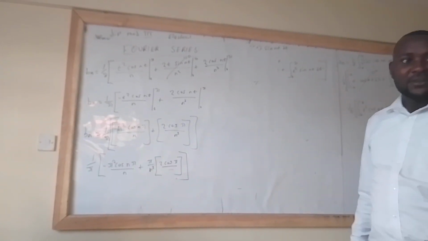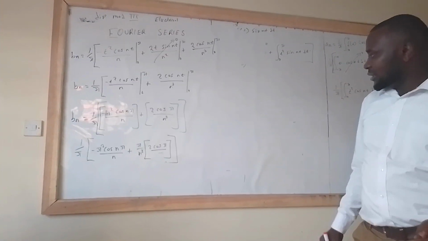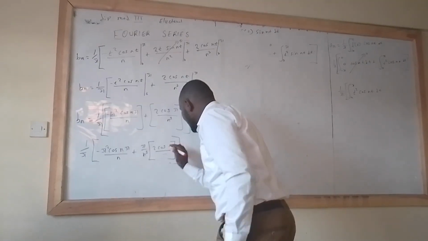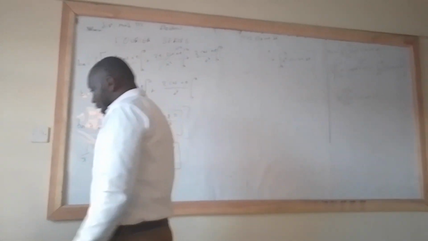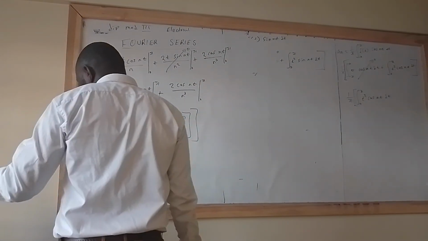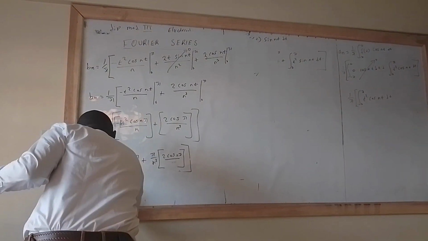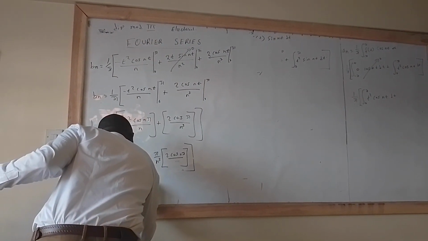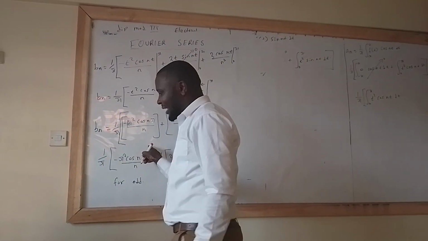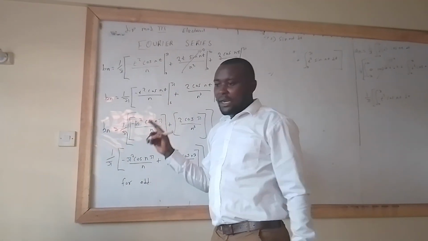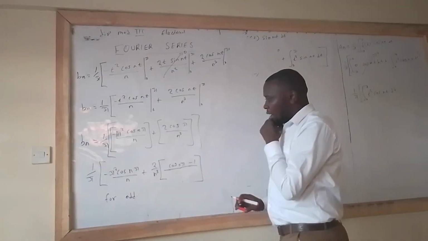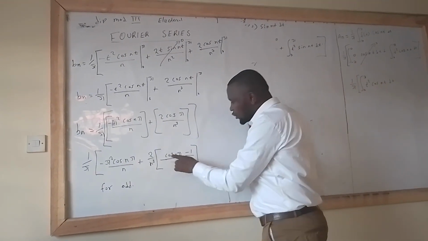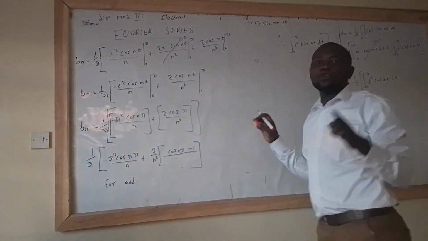Yes? N cos 2 cos n pi. Cos? Oh, this one. Yes. Good. 2 pi. So what am I going to have? So for odd number, we know that cos n pi is equal to negative 1. That is our equation. That 1 over pi is equal to this one. Now for an odd, we know that cos of n pi is equal to negative 1.